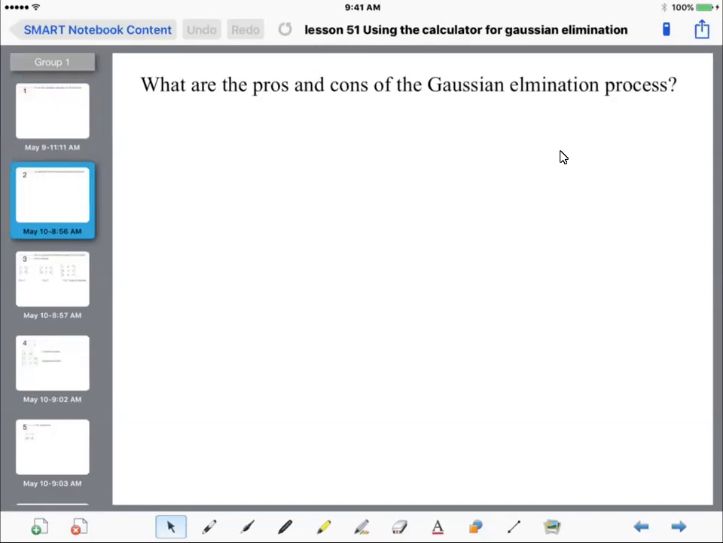There are pros and there are cons to it. Would you type into the chat? What do you think? You could say pro is this, con is this. Are there any pros and cons you could think of about that process from Friday?